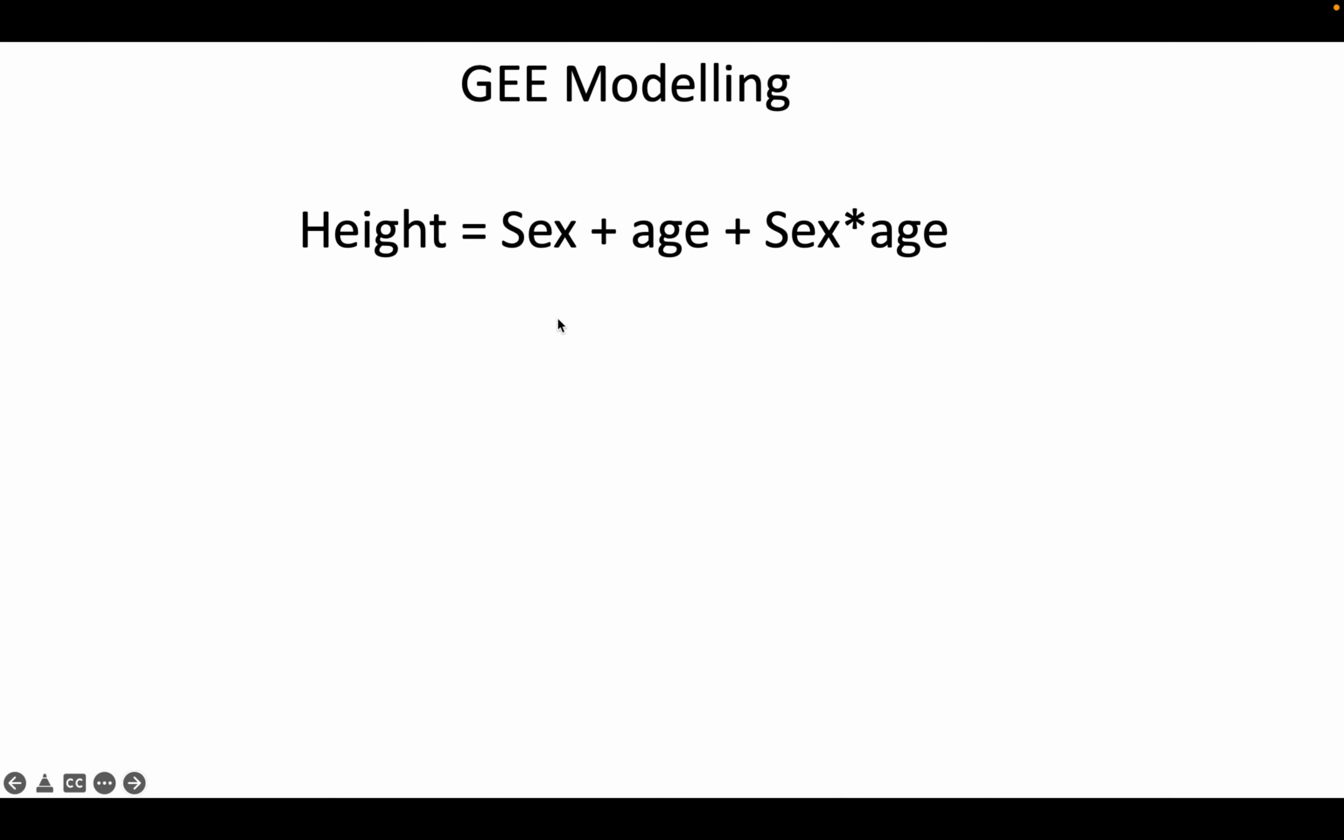So this is an example of what it might look like, just a mini GEE model where we have our outcome, height, the independent effect of sex, the independent effect of age, and the combined effect, or interaction term, between sex and age.